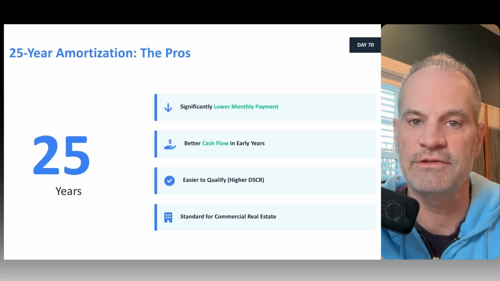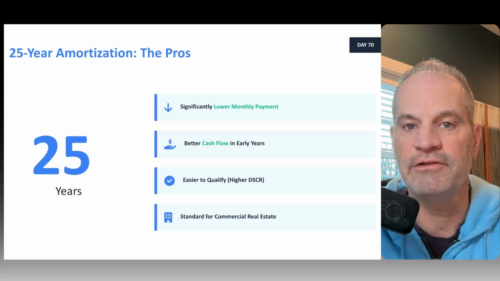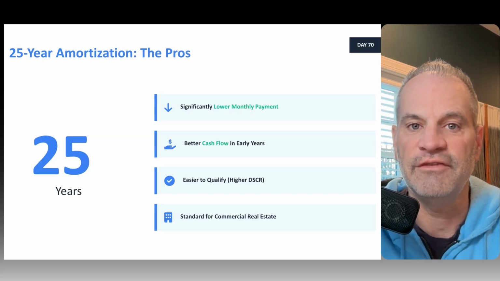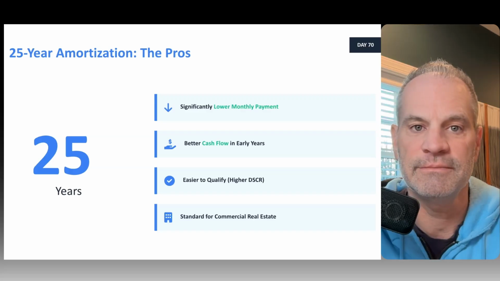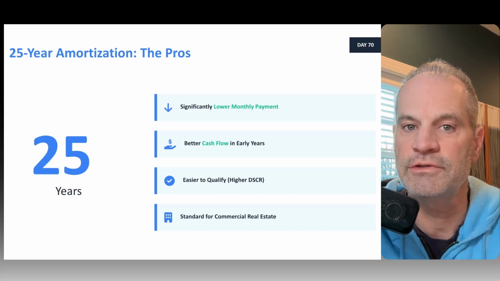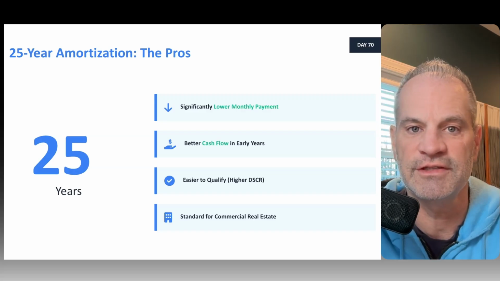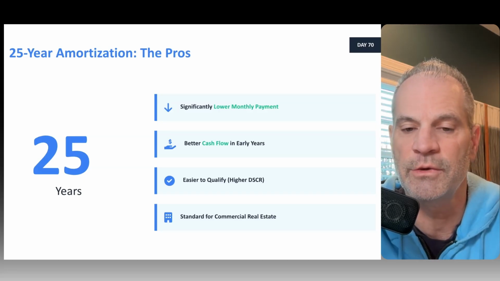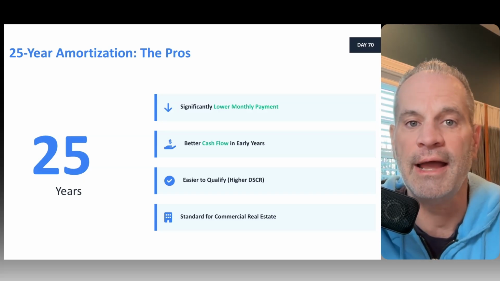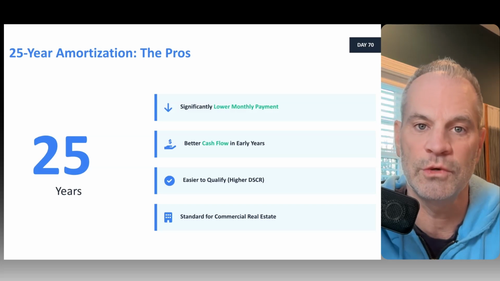The 25-year amortization schedule is the standard for a reason, and primarily it's driven by cash flow. The significantly lower monthly payment is the biggest pro, freeing up capital for other uses. This improved cash flow is crucial for the early years of your self-storage facility. It also makes it easier to qualify for the loan, as your debt service coverage ratio, or DSCR, will be higher than the same loan with a shorter term.